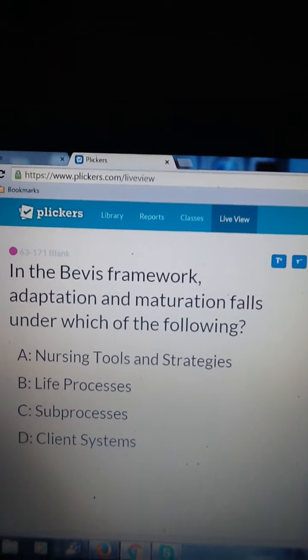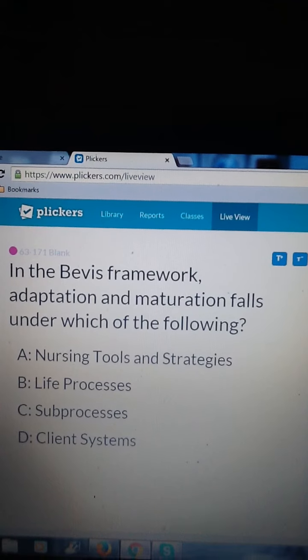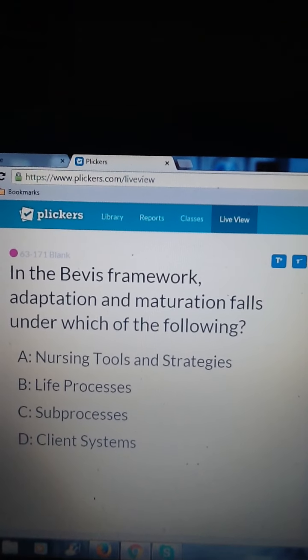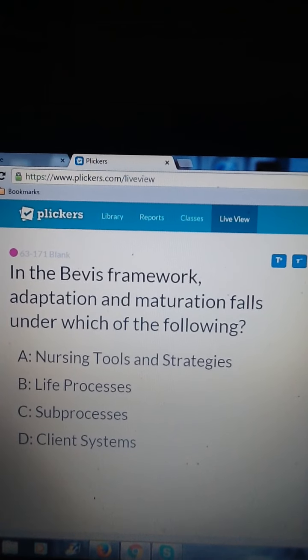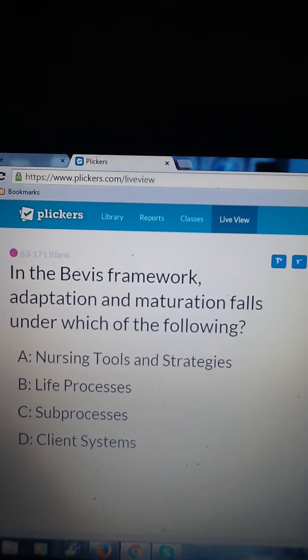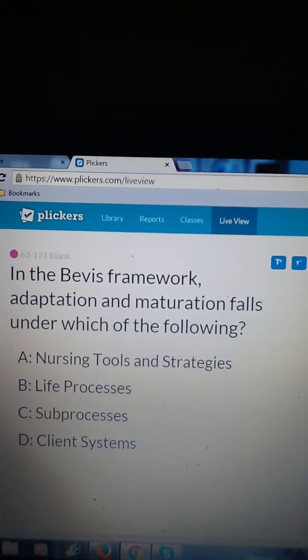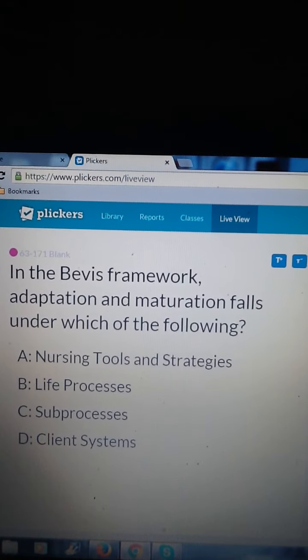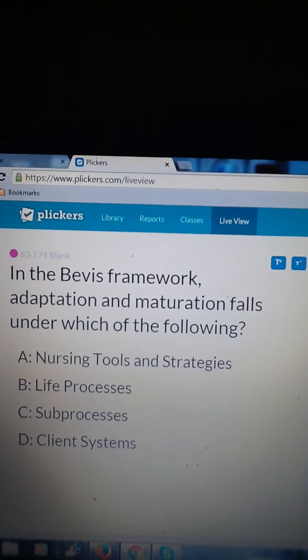Go back to my cheat sheet and go back to the picture that I gave you that shows this model and study it, because there's going to be some Beavis questions on this test. The answer for this is B, life processes. If you look at the picture that I handed out in the first or second week, you will see that adaptation and maturation falls under life processes.